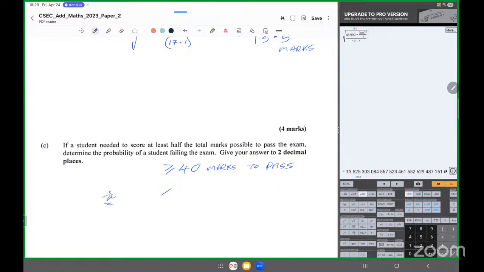Therefore, it needs to score less than 40 marks to fail. So you want to know how many students score less than 40 marks. I put that over the total number of students, and that's the probability. It said if a student needs to score at least half the total marks, which is 40, to pass, determine the probability of a student failing the exam. So this is how you fail the exam, by getting less than 40 marks. So you need to know how many students got less than 40 and put that over 70.